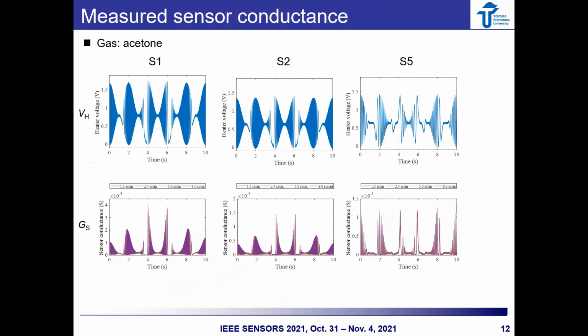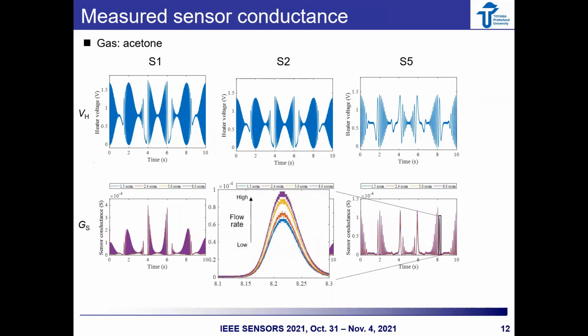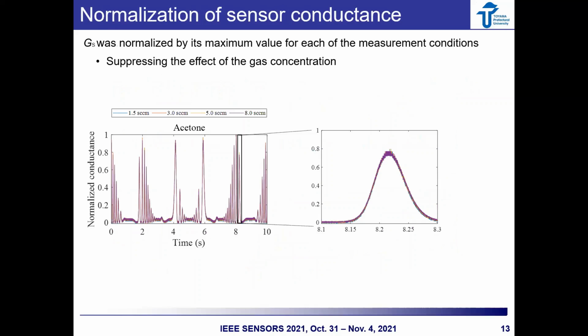Now, let's look at the waveform of sensor conductance for each of the modulated waveforms. These graphs on the bottom show the conductance for acetone labeled at several flow rates. By employing the modulated waveform as a heater voltage, the responses for various amplitudes and frequencies were obtained by a single sensor measurement. And as shown in this figure, the sensor conductance was changed with the varying flow rate, that is to say, gas concentration.